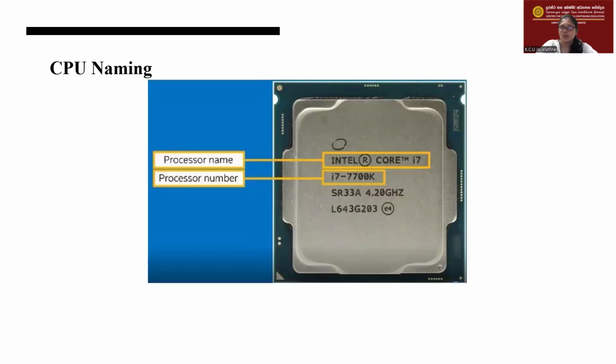When it comes to CPU naming, as I already mentioned, there is a processor name and a processor number. You can see in this image, the Intel Core i7 is the processor name, and the processor number is i7 7700K. So the processor name and the processor number are the main parts in a CPU naming.